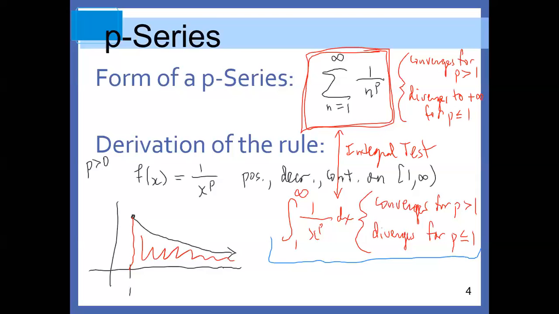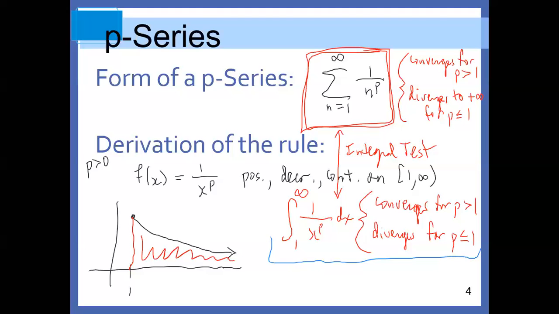1 over x to the P is clearly a positive, decreasing, continuous function, and we can apply the integral test to conclude things about the sum of the series 1 over n to the P for n equal 1 to infinity. Notice, do we know anything about what the series converge to if they happen to converge? Do we know what they add up to? No, no clue. We just know that they will converge if the power on n is bigger than 1.